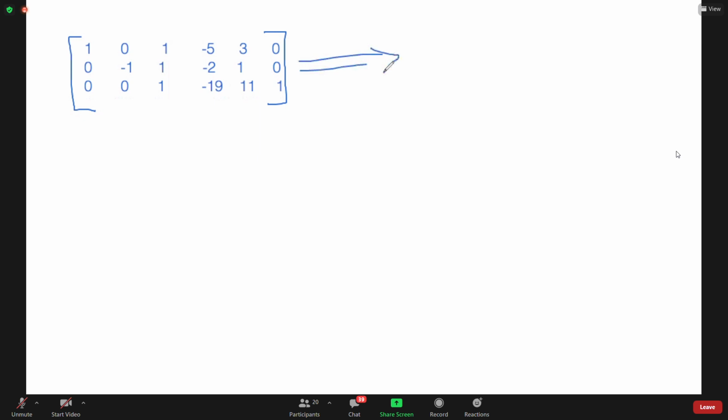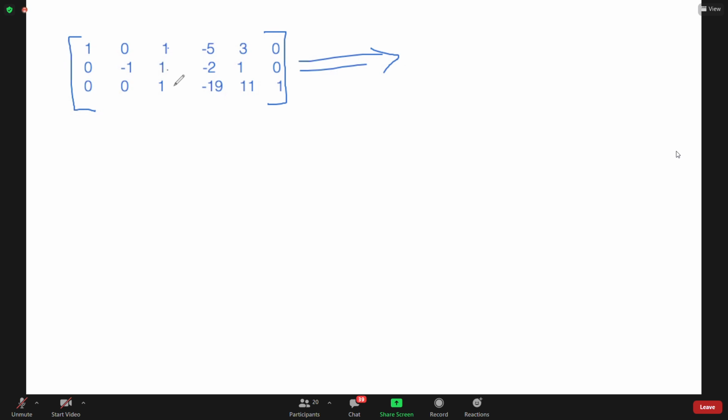What's the next thing that I should do logically? Well, I need to further create 2 more zeros. I need to create a 0 here and a 0 here in order for this to almost become the identity matrix. So I'm going to make use of the third row, and I am going to subtract row 1 minus row 3, and then I'm going to do row 2 minus row 3.